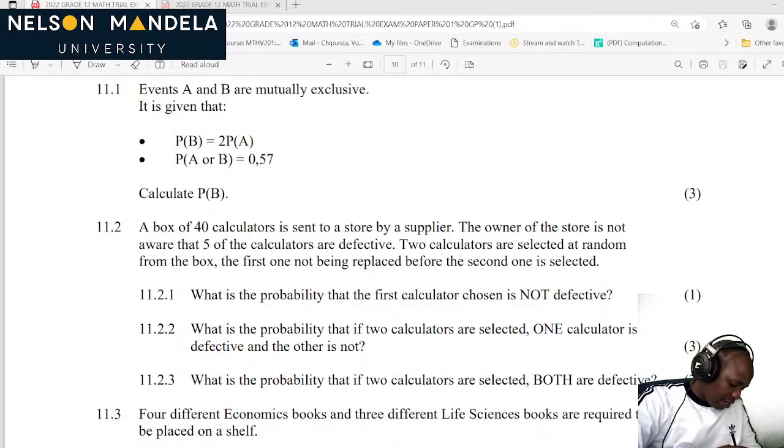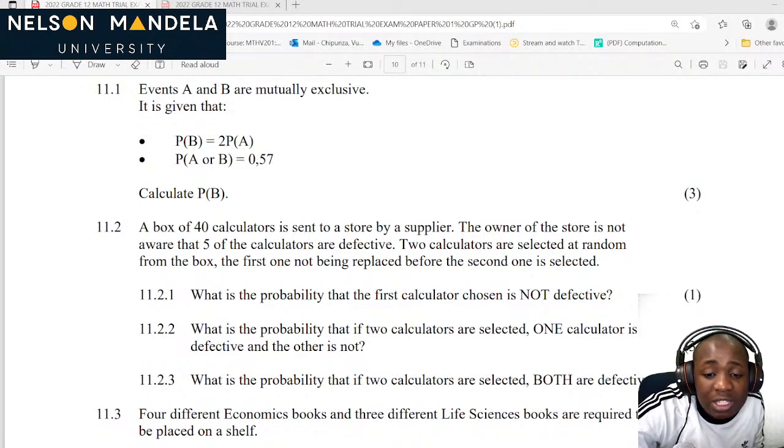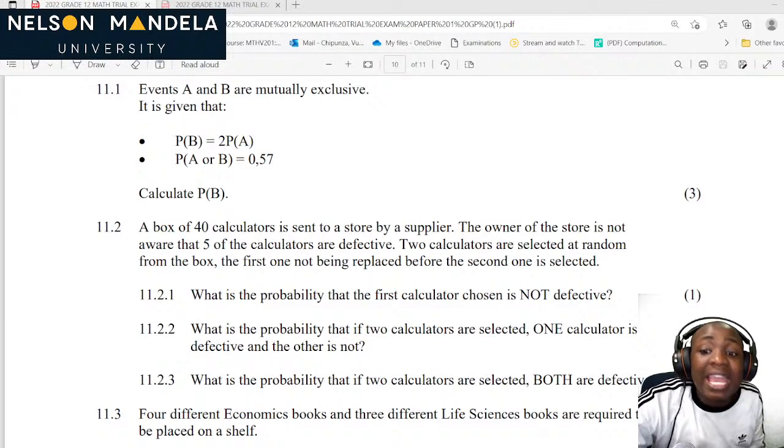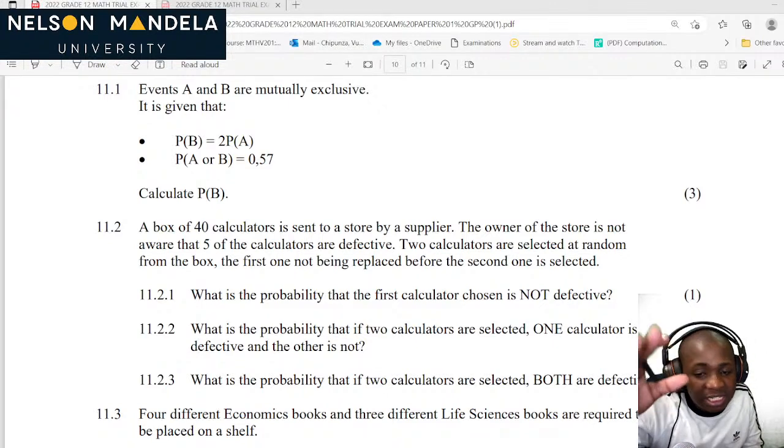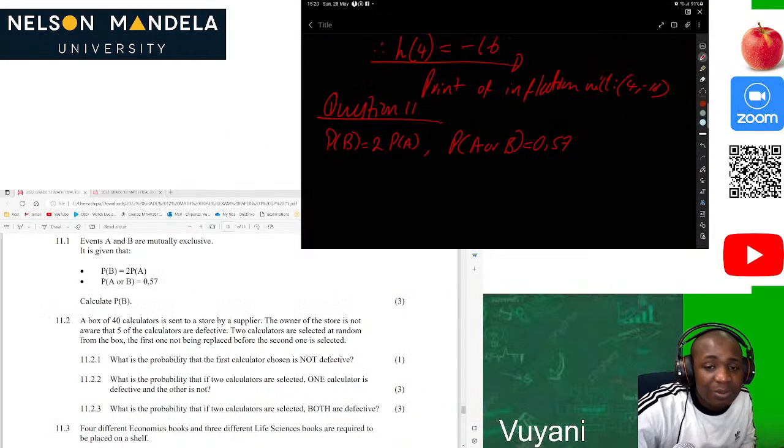So it's question 11. We are given P of B is equal to 2 P of A, and we are also given the probability of A or B is equal to 0.57. The fact that they told us that events A and B are mutually exclusive means that the probability of A and B, which is the intersection, is equal to 0. So after that, we solve. That's what we are good at.